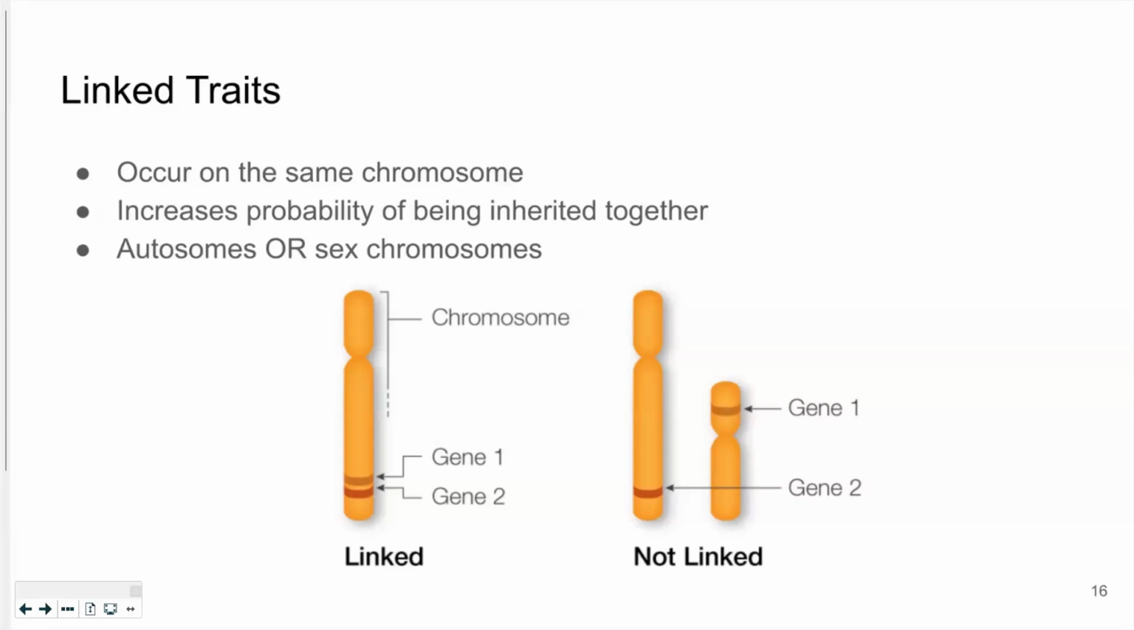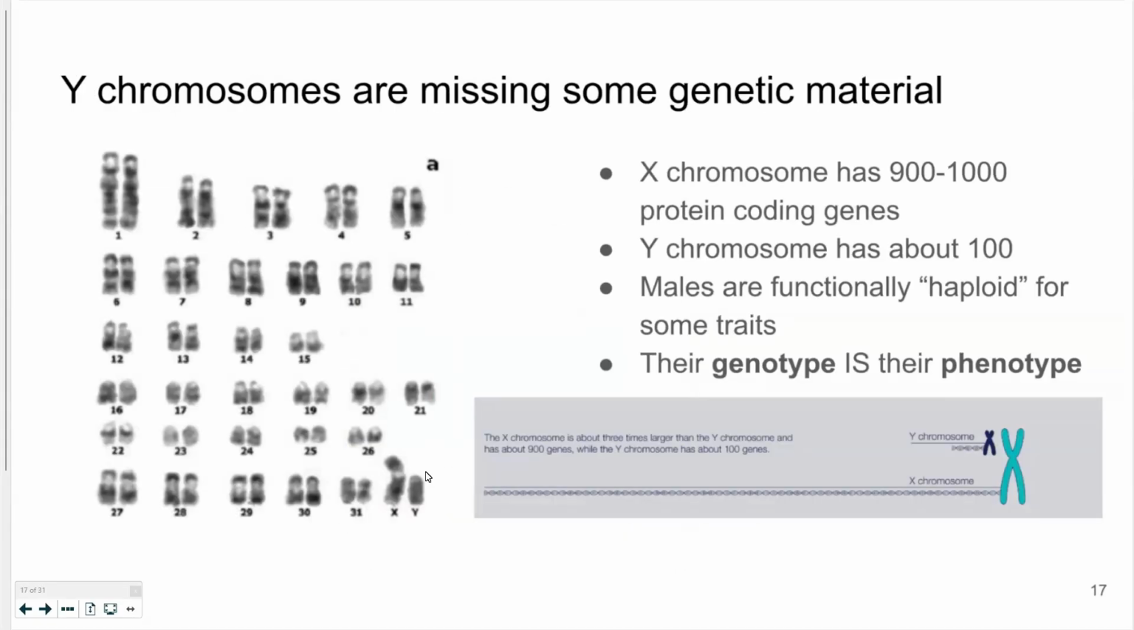When we were talking about Mendelian genetics, we talked about linked traits. So if we have traits that are not linked, they occur on different chromosomes, and traits that are linked occur on the same chromosome. The sex chromosomes contain protein coding genes, and they also contain the sex determination. So let's look at our X chromosome.